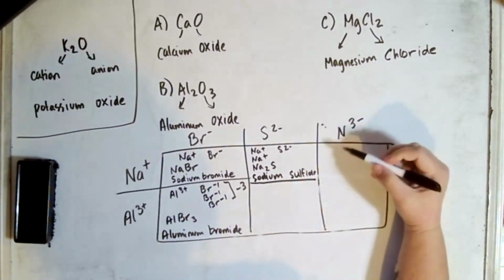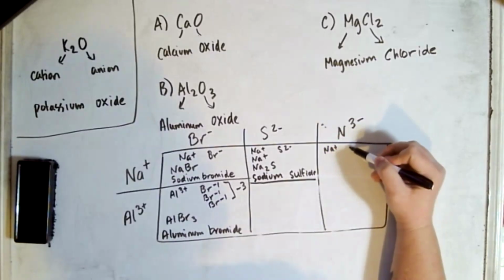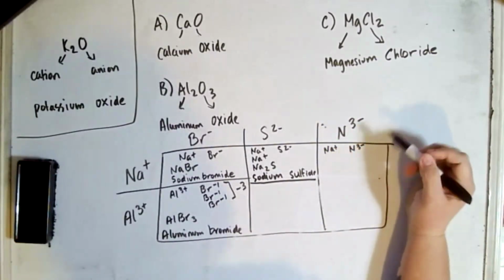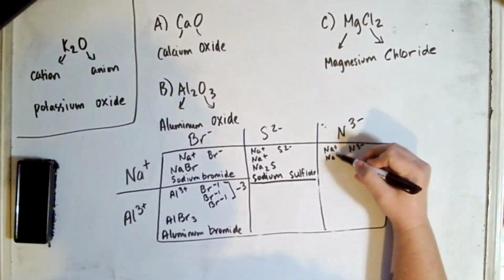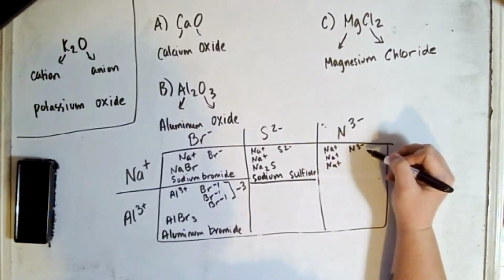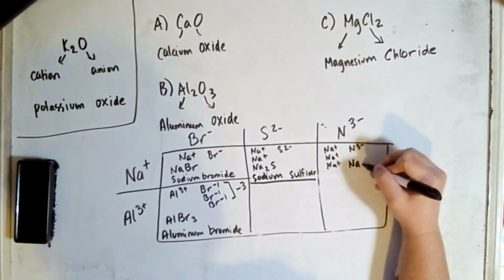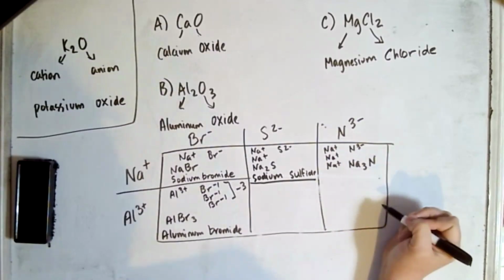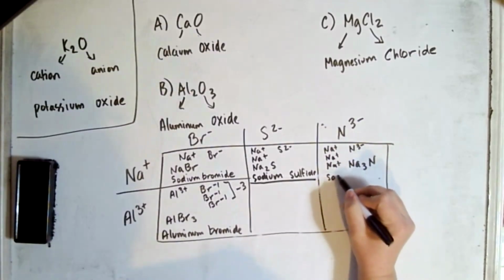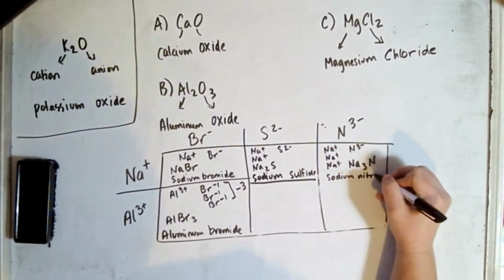Okay. And then for our last one in this row, we have our sodium ion and our nitride ion. Our nitride ion's a -3. So now we're going to need 3 sodiums to counteract that -3 charge. So our formula for this one is going to be Na3N. And then the name for that is just going to be sodium nitride.